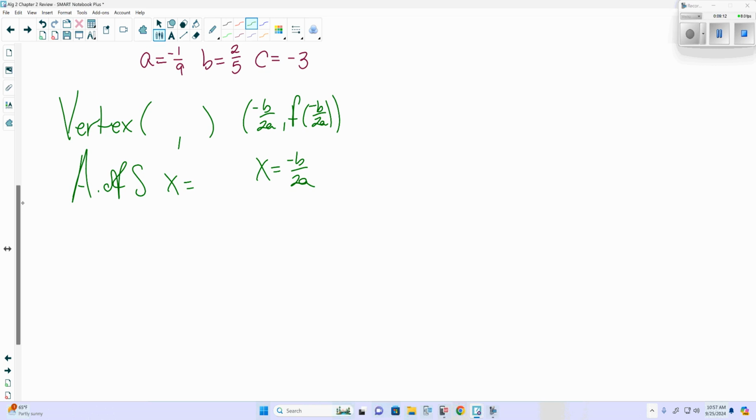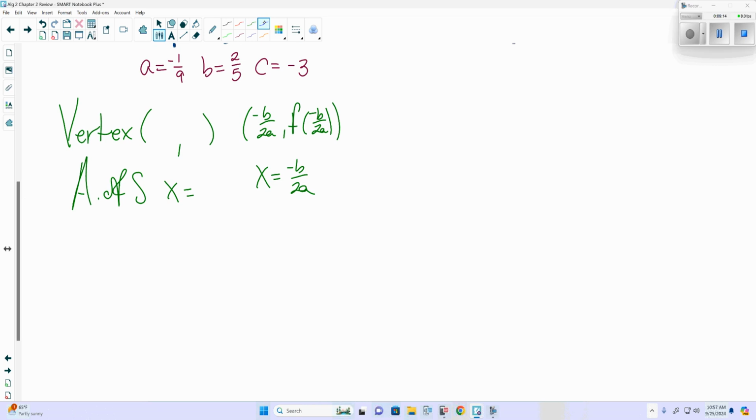Scroll back up. Negative b over 2a. So if we look back to our a, b, c, well, negative b, negative. Our b value is 2/5. 2 times a, well, a is negative 1/9. I'm plugging the value of b and a back into that formula, the negative b over 2a.